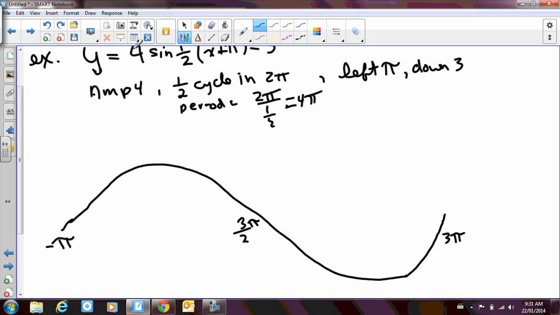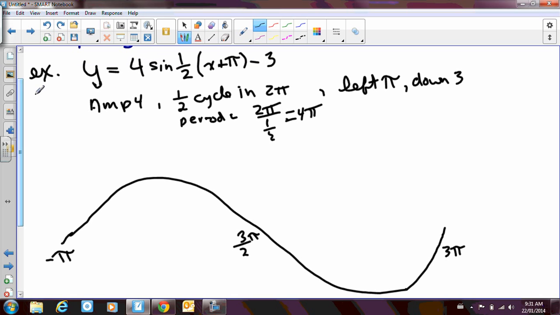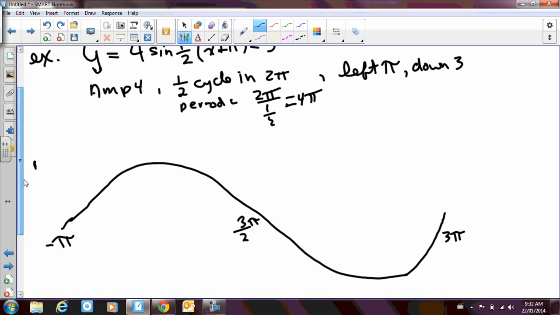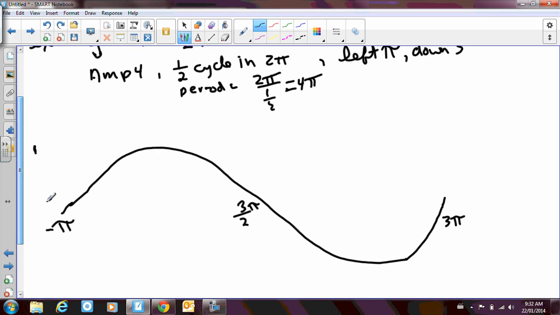I also know my amplitude was 4, so my maximum would have been 4, except that I've now dropped down 3, which means that my maximum will be at 1. And my minimum, which would have been -4, is now down to -7.